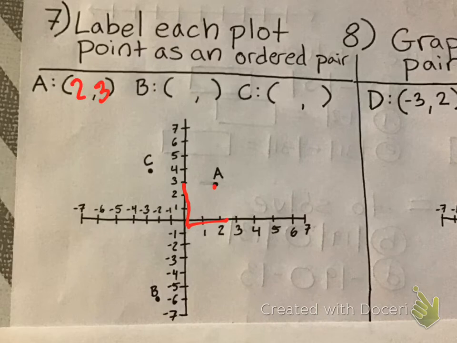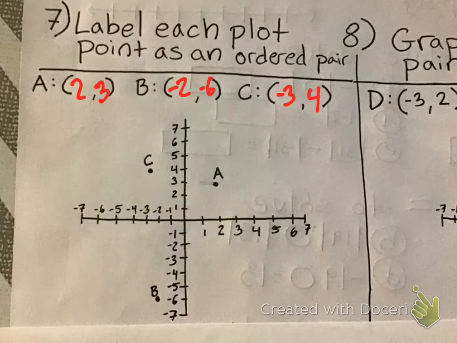Point B, Gloria. -2, -6. We went over 2. We went down 6. Okay. Lastly, for point C, Carmen. -3, 4. Exactly. We went over 3 and then up 4. Great job.